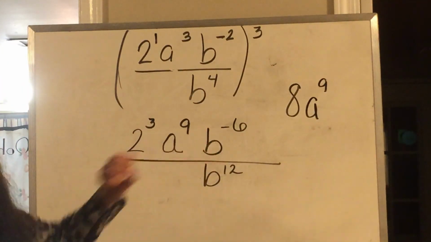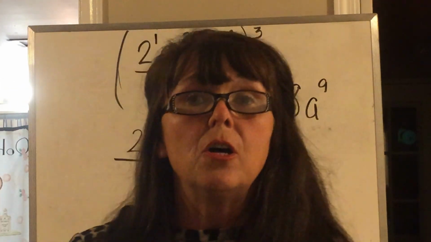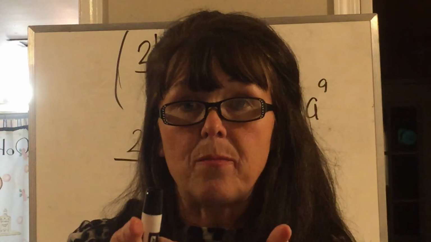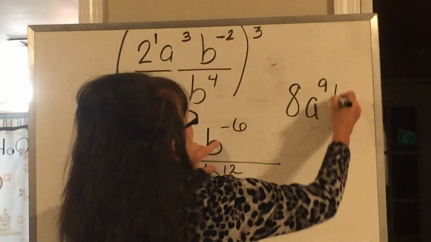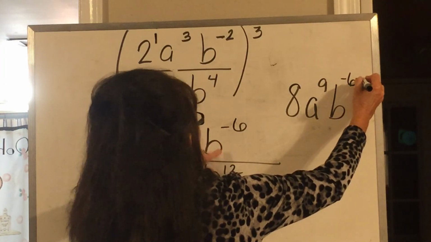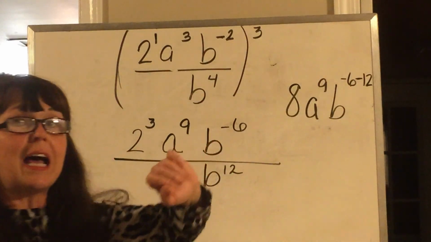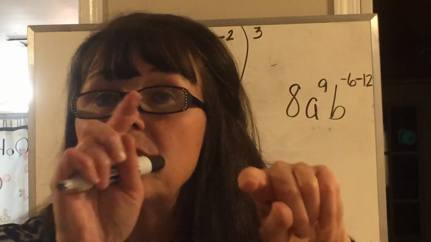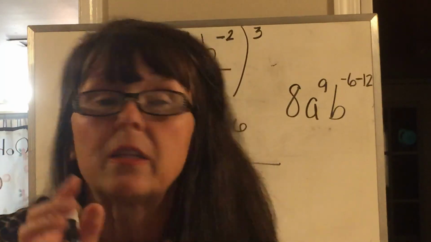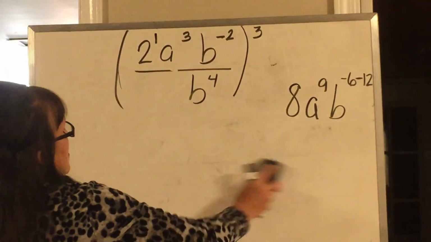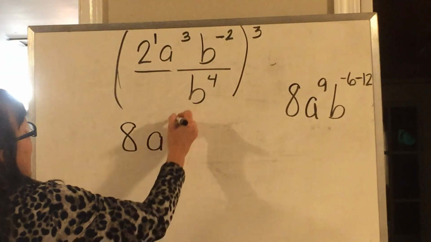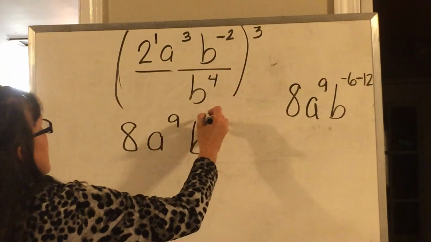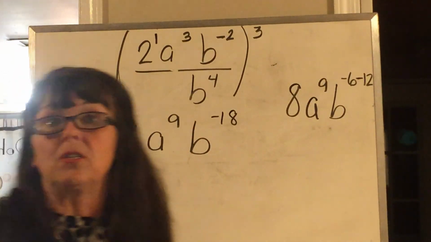Now look at this one right here. Well, the b's are going to combine, but you've got to know the rule. When you divide numbers, you subtract the exponents on the variables. Okay, so it's like b to the negative 6 minus 12. The subtraction sign, I put that in there because that's the rule. When you divide variables, you subtract their exponents. Subtract means put a minus in between your two numbers. Okay, now go with it. So I keep my 8. I keep my a to the 9th. What's negative 6 minus 12? Negative 18.